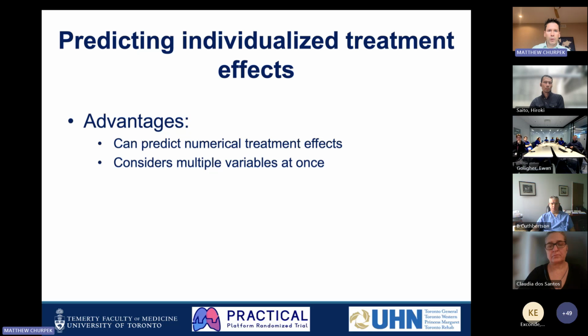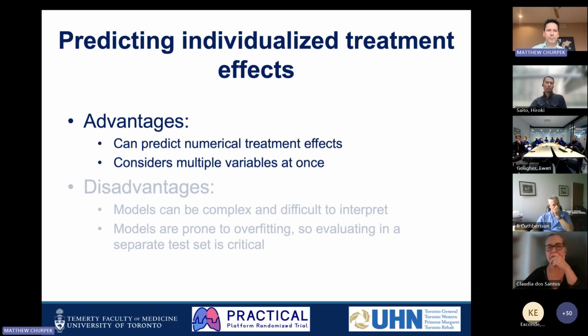These approaches have several advantages. One important one is certainly that they can predict these numerical treatment effects. In other words, you're not just getting assigned to group one or group two, you actually get an individualized prediction. And so you can incorporate these models along with things like cost effectiveness analysis or patient care decision making, looking at side effects, et cetera, to make individualized treatment decisions. They also consider multiple variables at the same time.